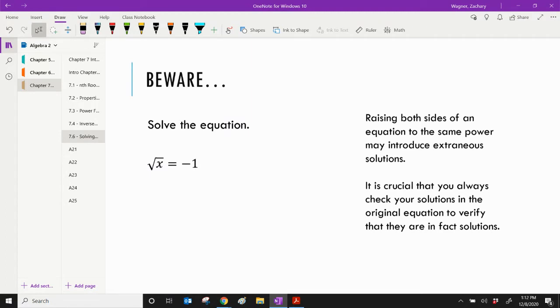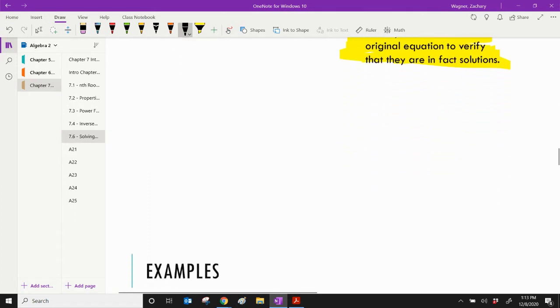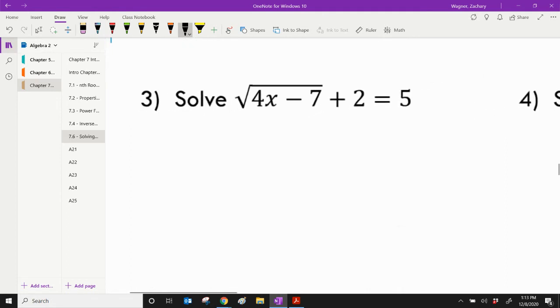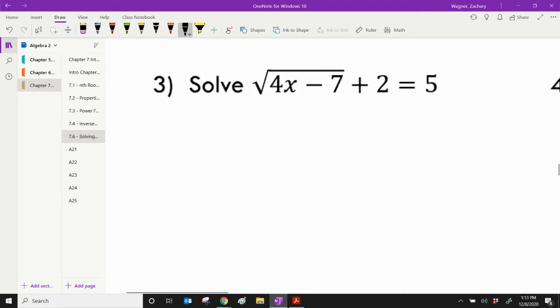However, raising both sides of an equation to the same power may produce extraneous solutions. You should always, always, always double check your solutions to verify that they are in fact solutions. This will pop up. This will also be on the test. You need to plug your work back in, because there are times where an answer that could have possibly worked proves not to work. So let's start here.